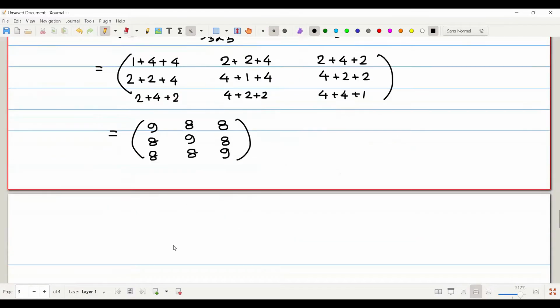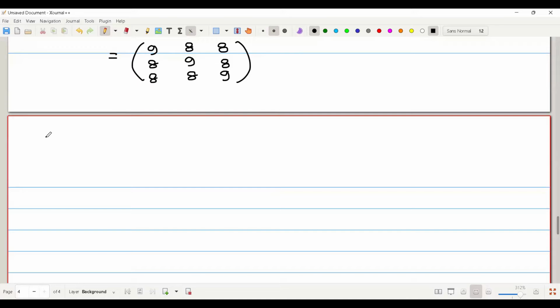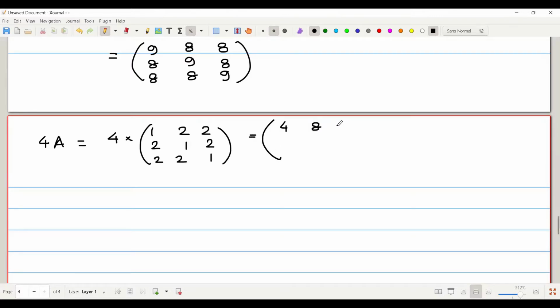So A means 1, 2, 2. Okay, so 4A means 4 into 1, 2, 2, 2, 1, 2, and 2, 2, 1. Or that one is 4, 8, 8, 8, 4, 8, 8, 8, 4.